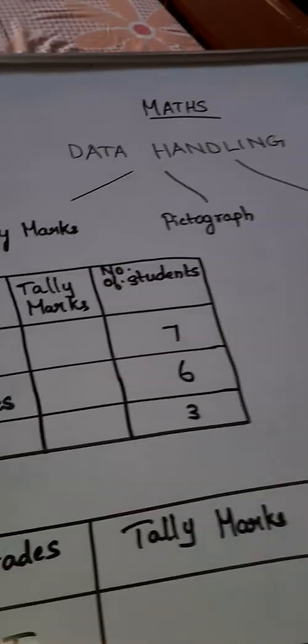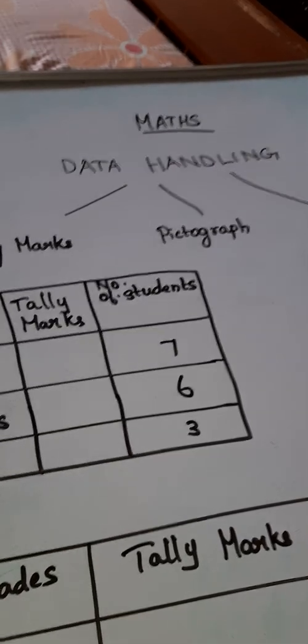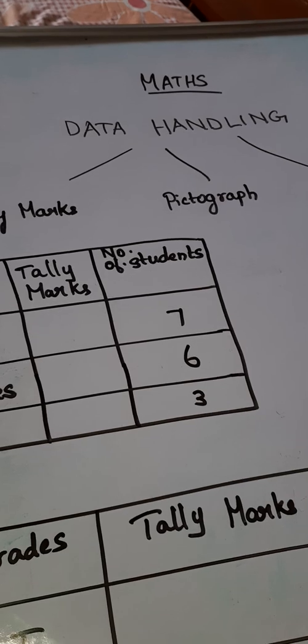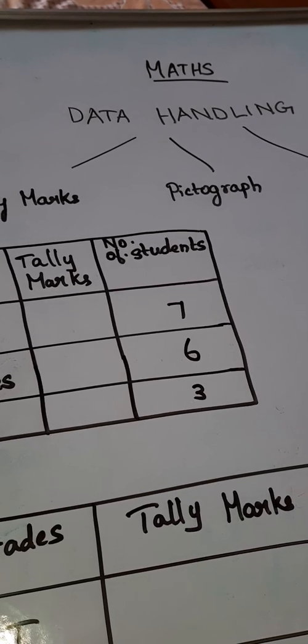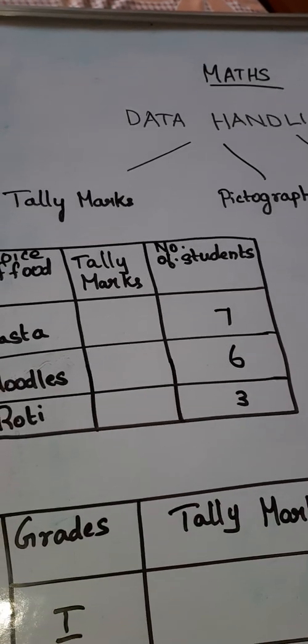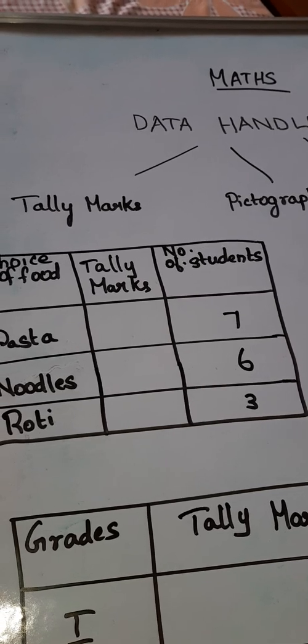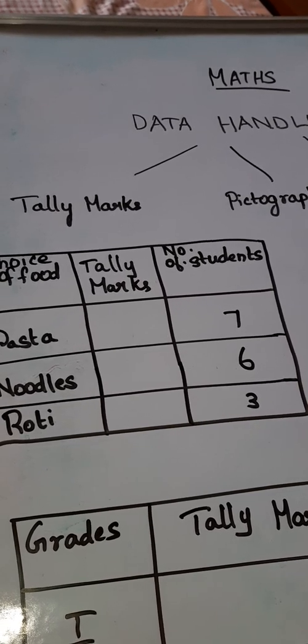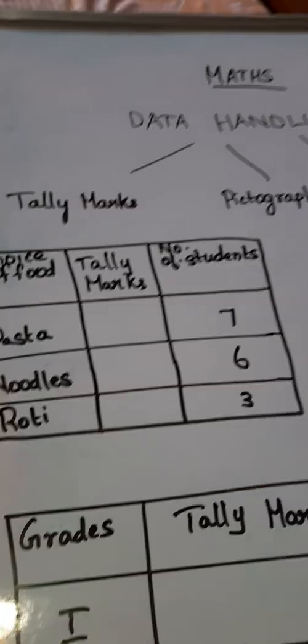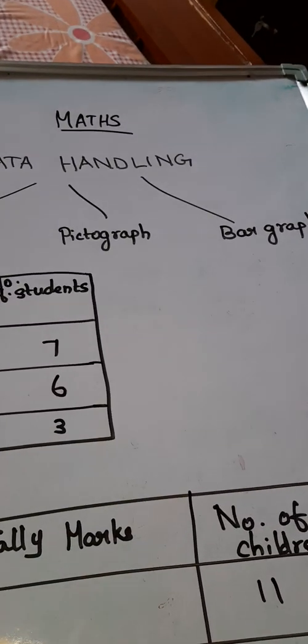Hi friends, today we're going to see data handling, the concept. This is again for grade 6 NCERT. You can see there are three different ways you can represent the data. It could be with tally marks, pictograph, and bar graphs.